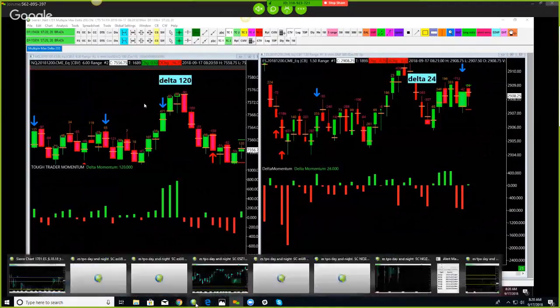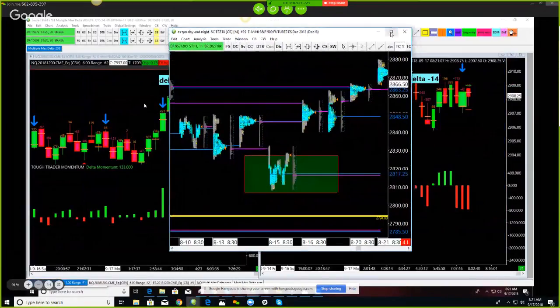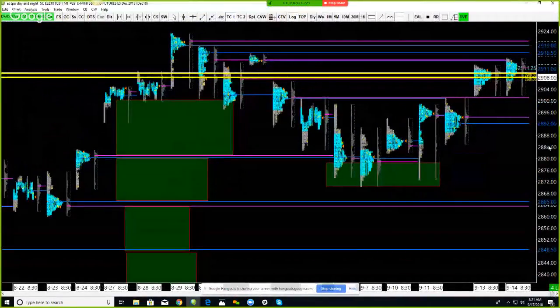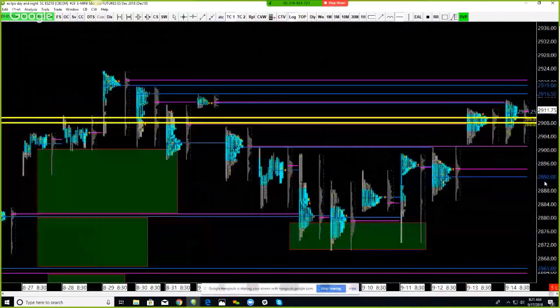Where am I looking? Right here. There we go. What does it look like when the market really makes an extension down? Okay, so it's a little tricky in ES.